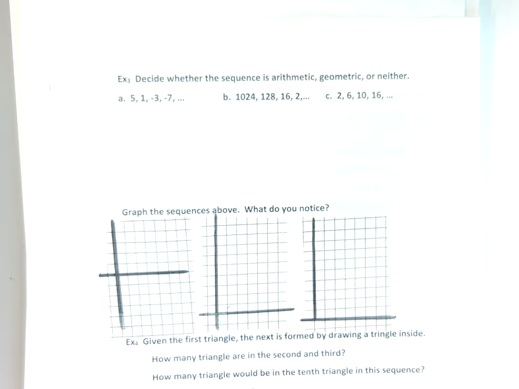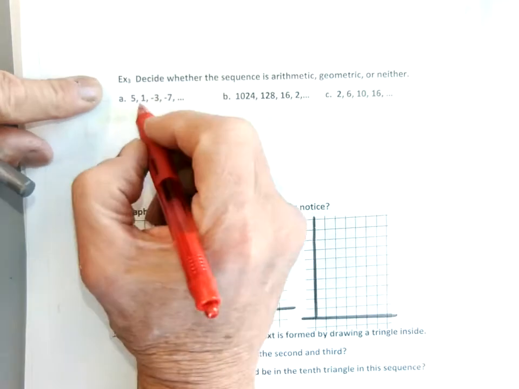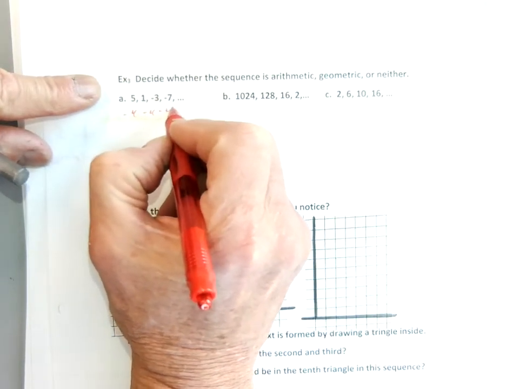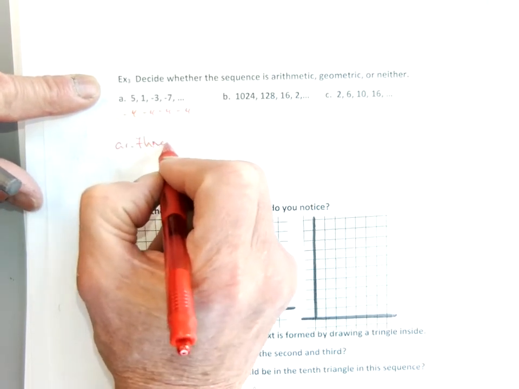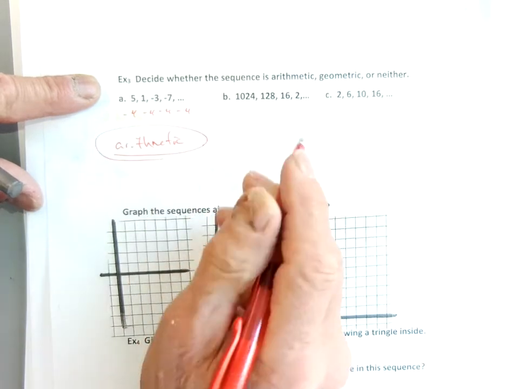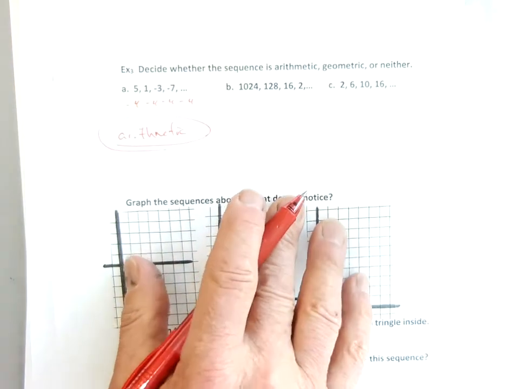With you, Ron? Yeah. So Ron said, what is it? Arithmetic. Because we're going down by the same amount each time. So it has a difference. There's a difference of 4. So it goes subtract 4, subtract 4, subtract 4, subtract 4. So it's arithmetic. Good job, Rowan.